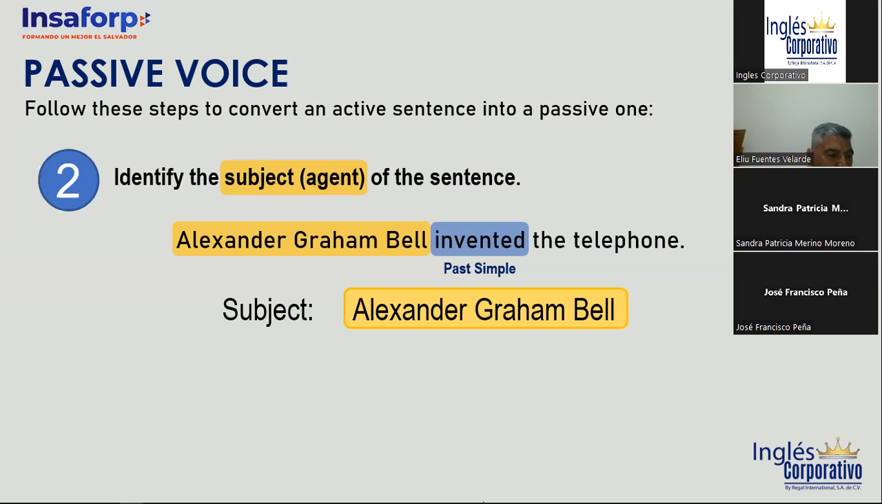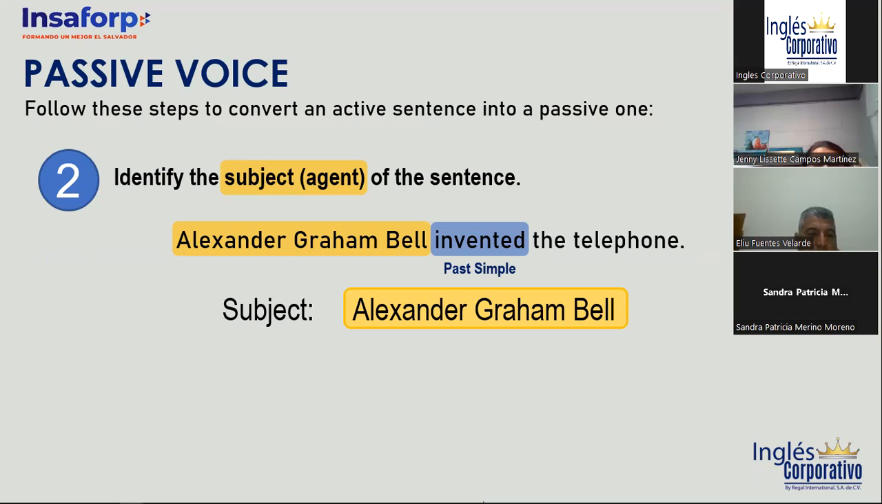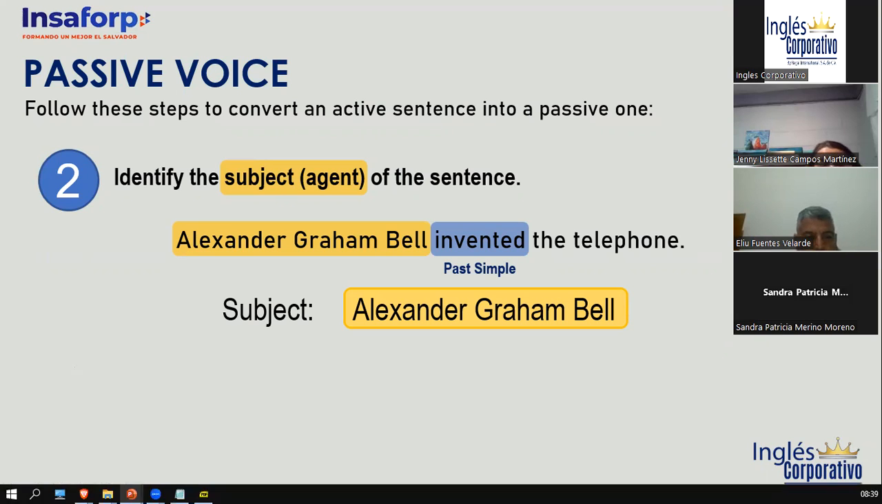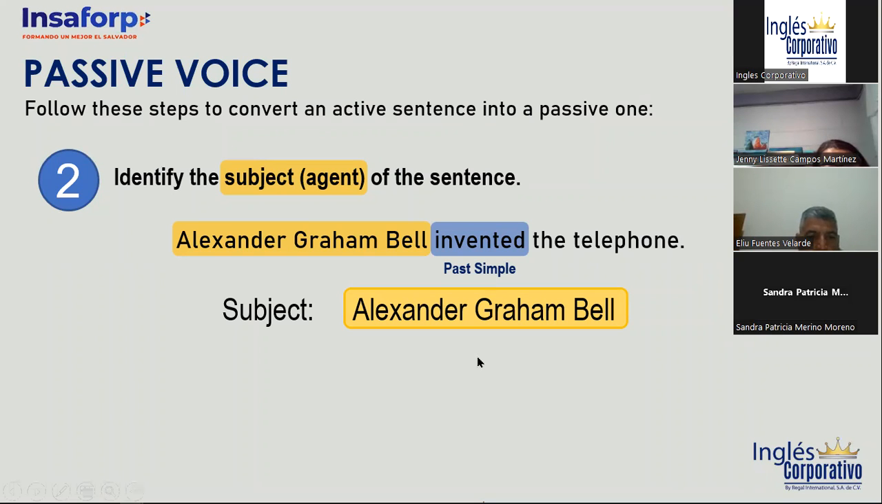Very good. So we got the subject that is Alexander Graham Bell. So now with the first step, what was the first step? Who remembers? The first step was the verb and the tense. And the tense. Good. Very good. Excellent, guys. The first step is to identify the verb and the tense it is in, right? And then the second one is to identify the subject. We have already identified it.